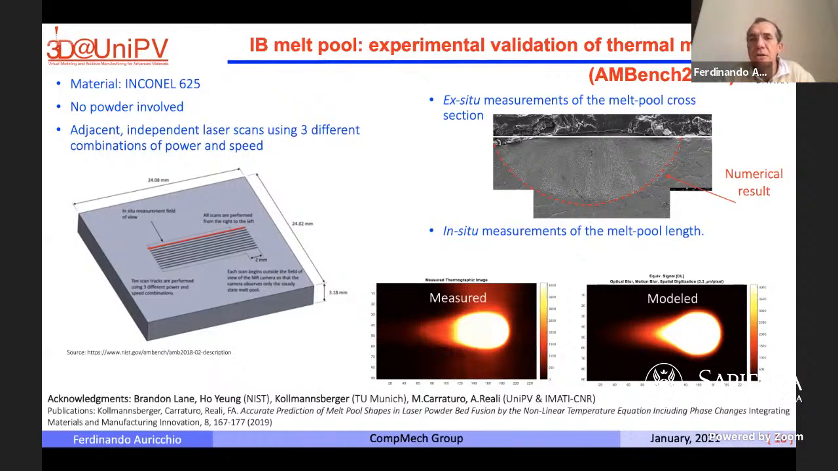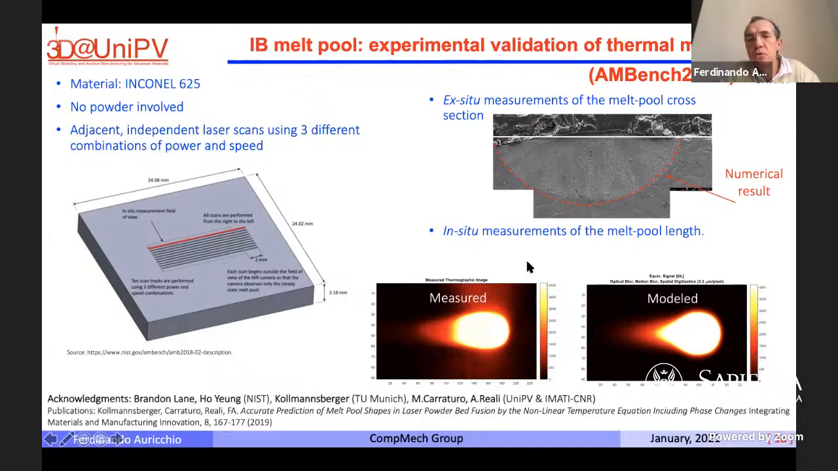So we took advantage of some bench tests that were performed in the state and NIST, and here you can see some very interesting results. These are ex situ measurements. The specimen was taken and cut after the experiment, and you see the dimension of the melt pool after the process, and with the dashed line, the numerical result that we obtain, and clearly there is a good match.